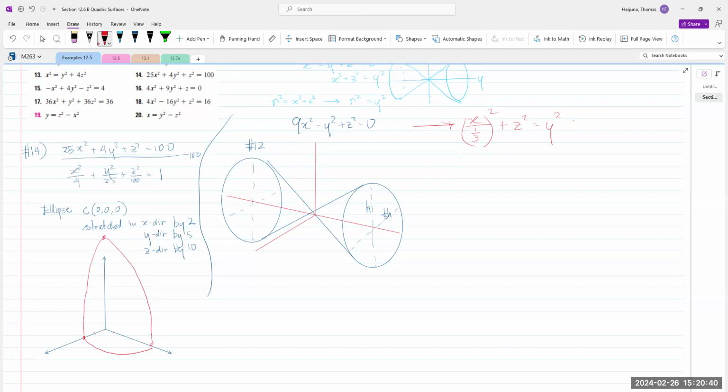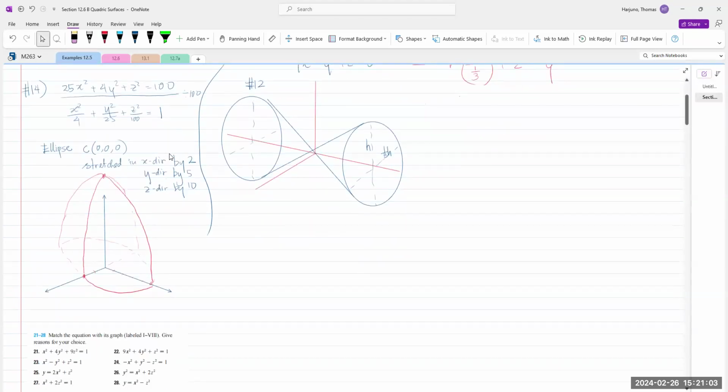That's what the graph looks like in the first octant. But then it's supposed to go this way, and at the back like this. And of course, it's supposed to go downward also. So approximately, that's what it looks like.